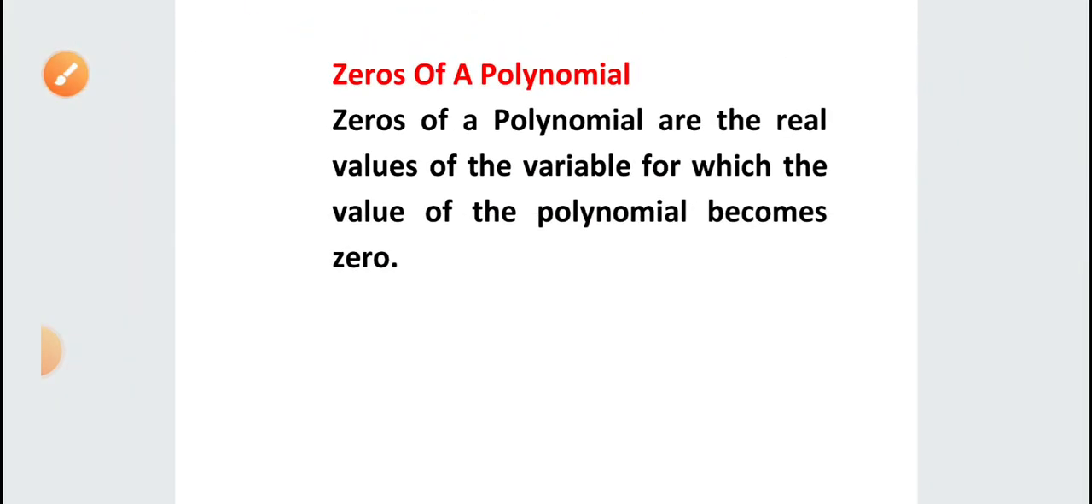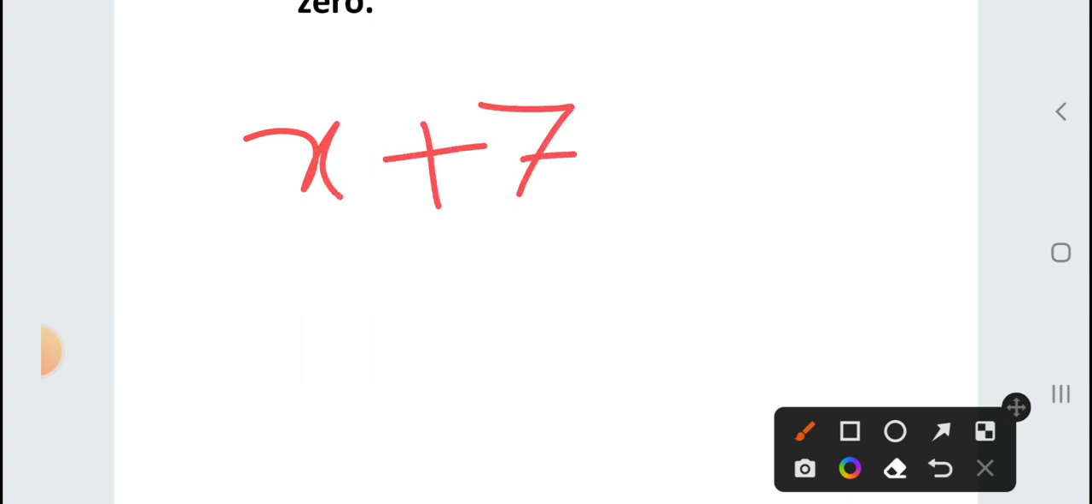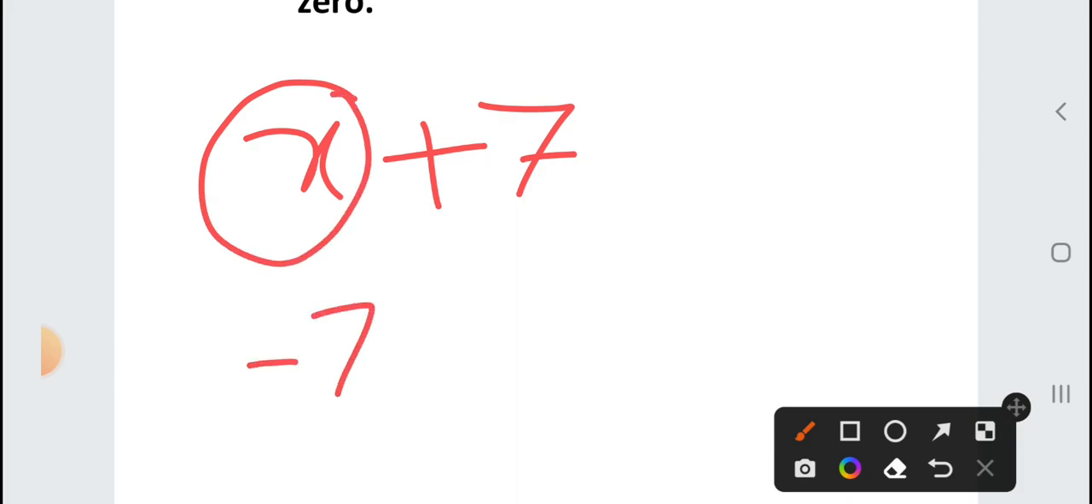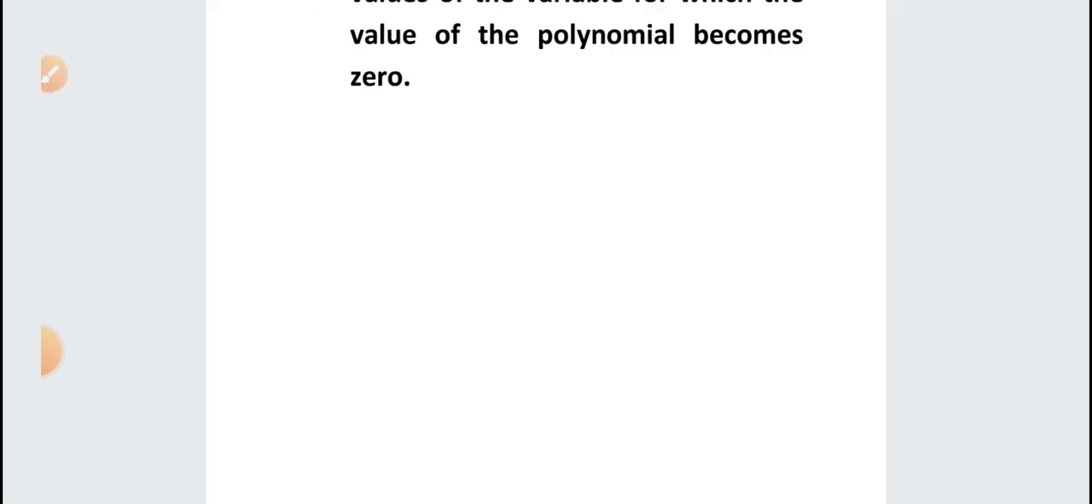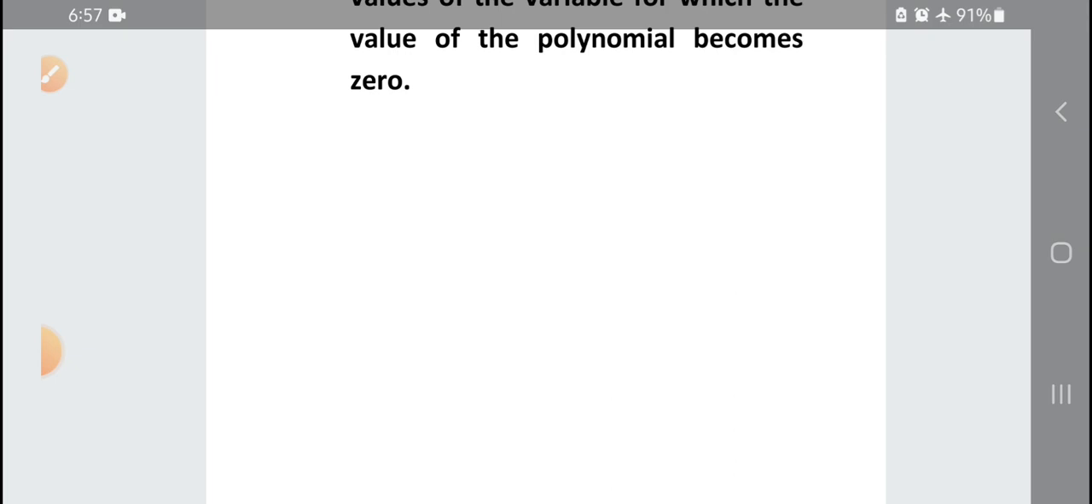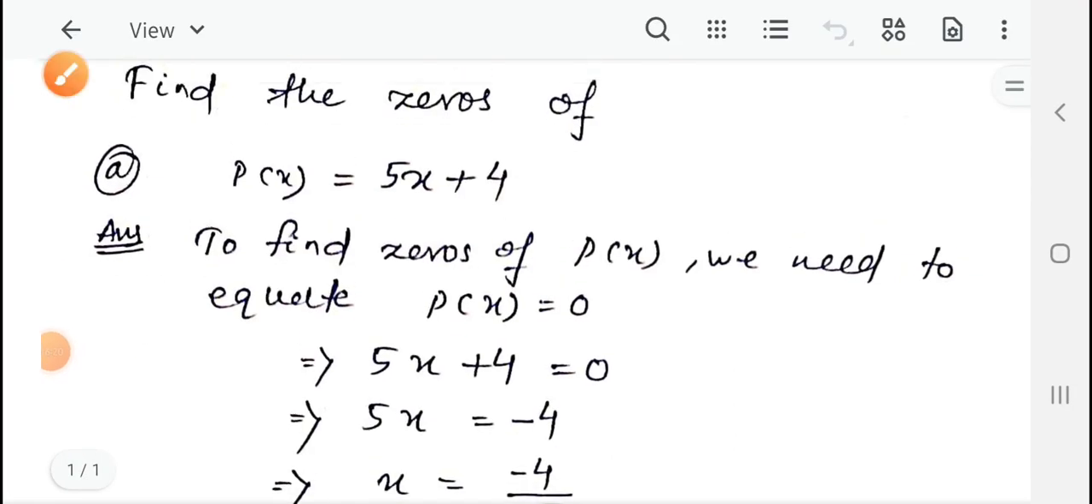Let's see another example. Suppose we have x plus 7. What should be the zero of x plus 7? You can say that for x, if we take minus 7, then we get 0. That's why we can say minus 7 is the zero of the polynomial x plus 7. You will see some other examples of how to find the zero. Now you can see the questions.